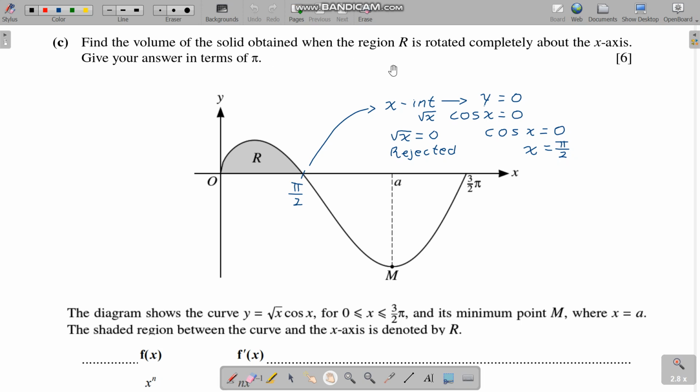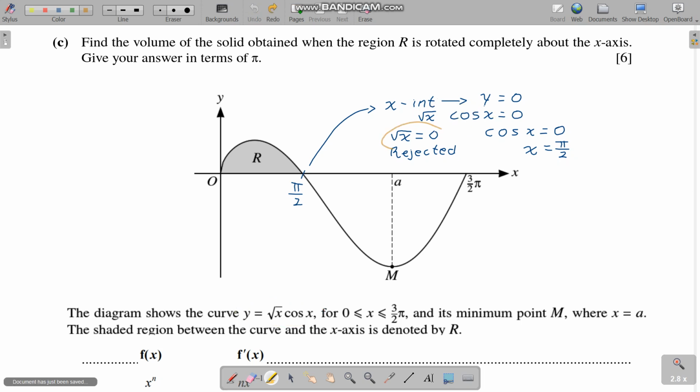Find the volume of the solid obtained when the region R is rotated completely about the x-axis. So first of all, we need the x-intercept. The x-intercept is the point where the y value is 0. It's going to be something comma 0. So the y is this function, and we are solving this equals 0.